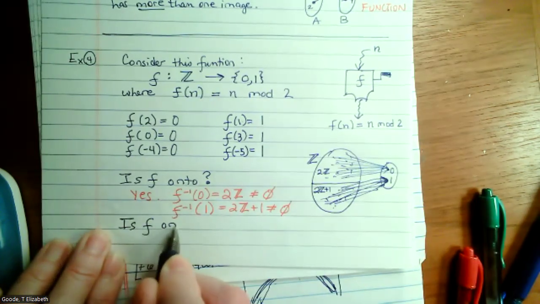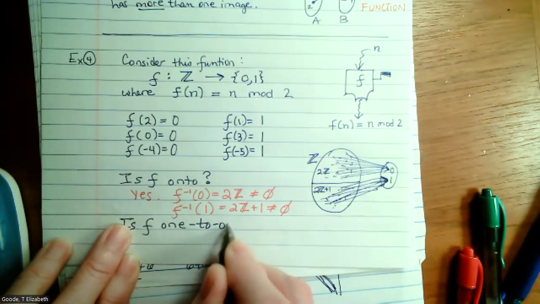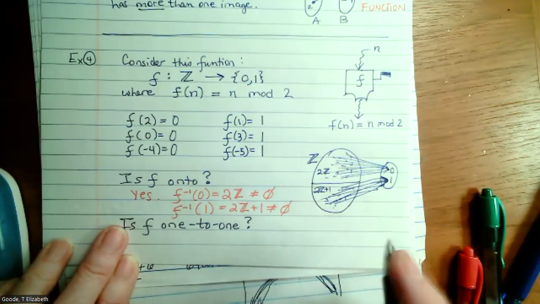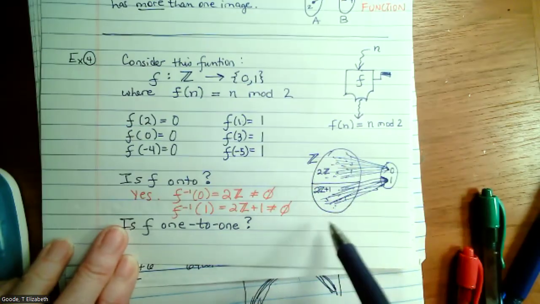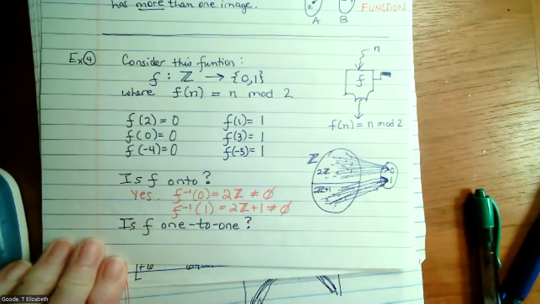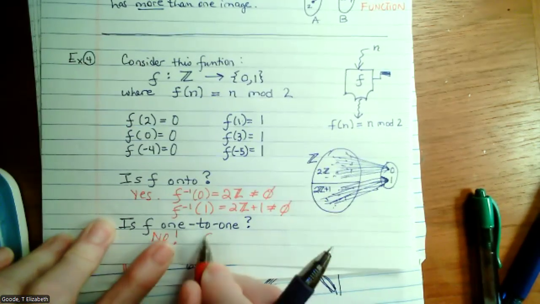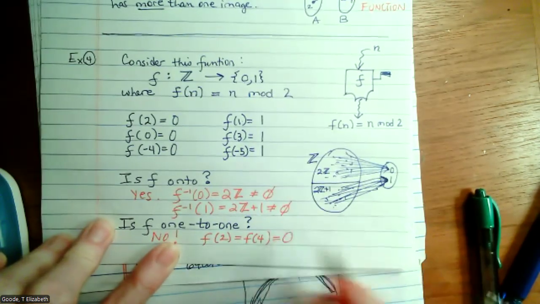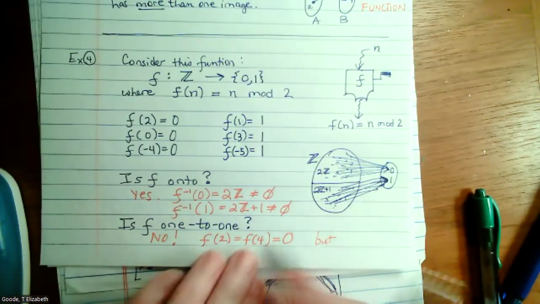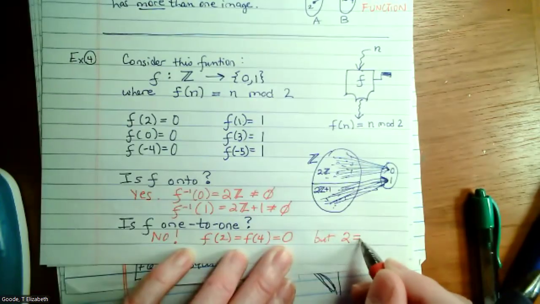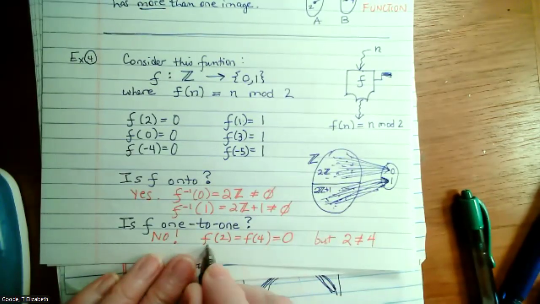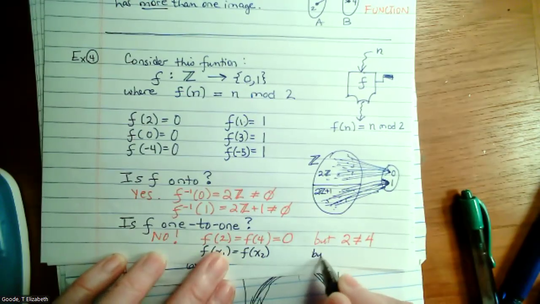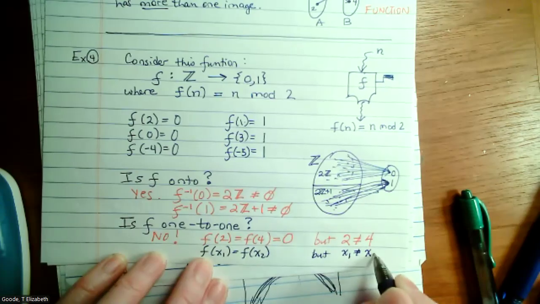Is it 1 to 1? No. It's almost as far away from 1 to 1 as you could get. Not quite. The only way to get further away from being 1 to 1 would be if the domain was an uncountably infinite set. But you're right. It's no, because f of 2 is equal to f of 4, right? They're both hitting 0. There's a gazillion different examples, but 2 is not 4. So in other words, f of x1 equals f of x2, but x1 is not equal to x2.